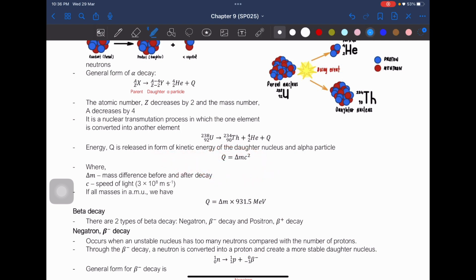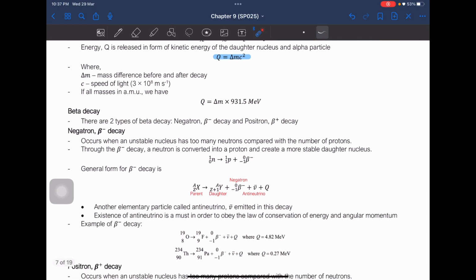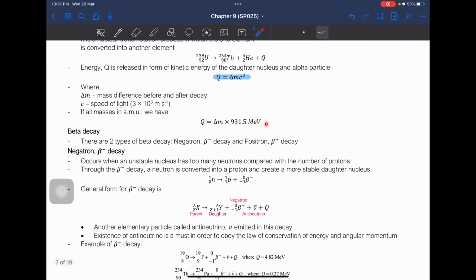So this is the formula, Q = Δmc², where Δm here is the mass difference before and after decay. c is the speed of light. So if all of the masses are in atomic mass units, we can also multiply by 931.5 MeV. Okay. So for beta decay, we have two types. We have negatron and positron decay.